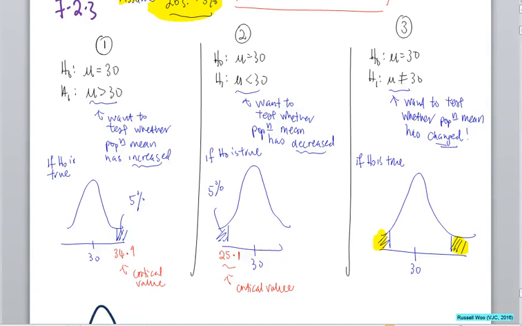So actually, the 5% cannot be the area of this. 5% must be the area of this plus this. You want 5% of the time to arrive at the wrong conclusion. Therefore, this must be 2.5%. This must be 2.5%. Therefore, you inverse norm 0.025 to get 24.1 here, and you get 35.9 here. Correct? Yes.